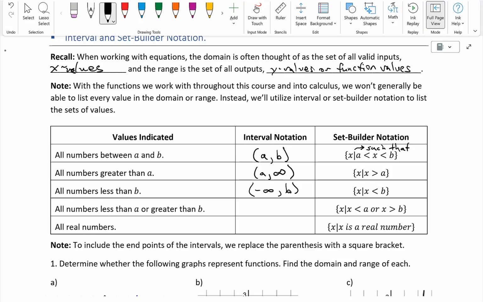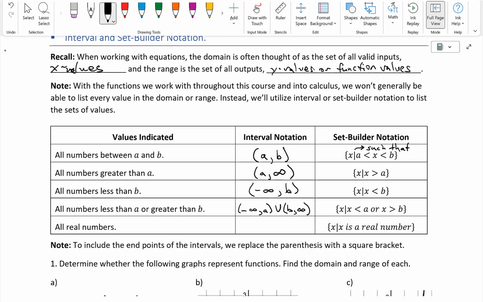For all numbers less than a or greater than b, we've got two pieces. So from negative infinity up to a, and then we use this big cup or big U for a union to also include the values from b off to infinity, so greater than b. In set builder, we can say x such that x is less than a or x is greater than b. And if you've done compound inequalities before, maybe we'll get to that at some point in this class, but the or is the big cup. So we're taking these two things together.